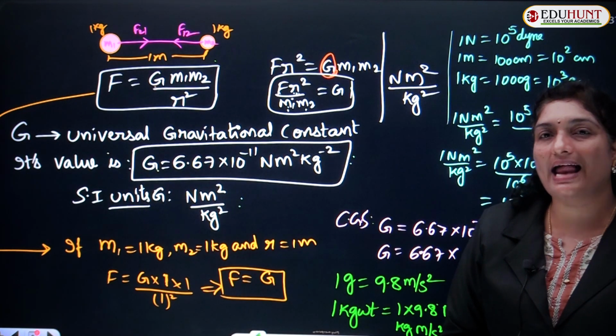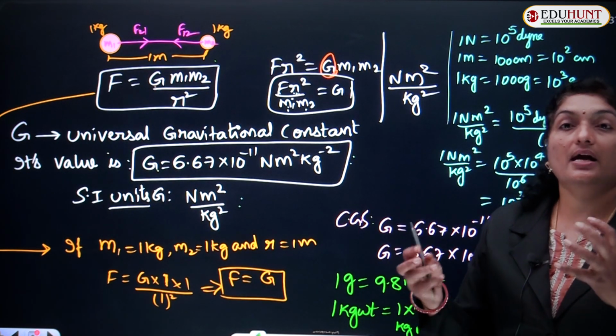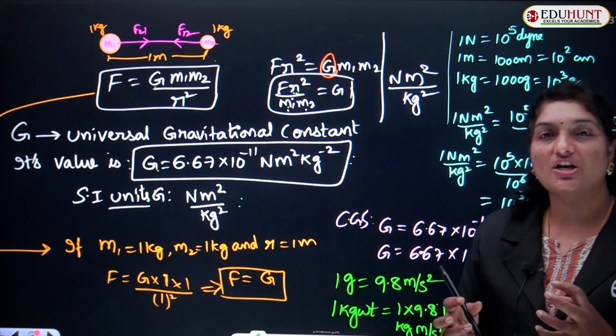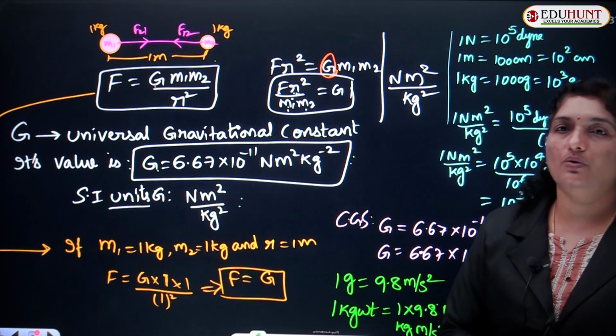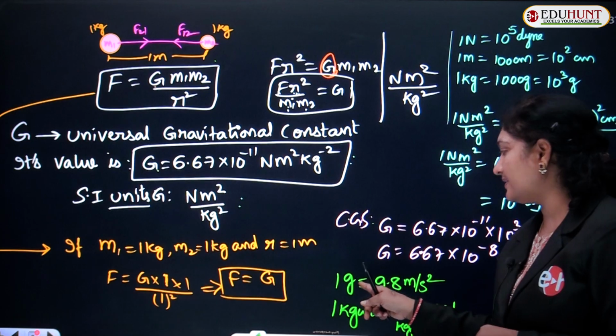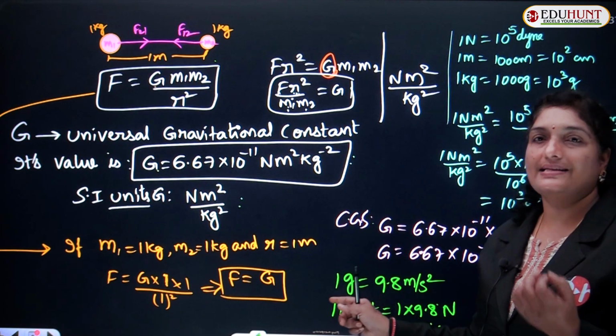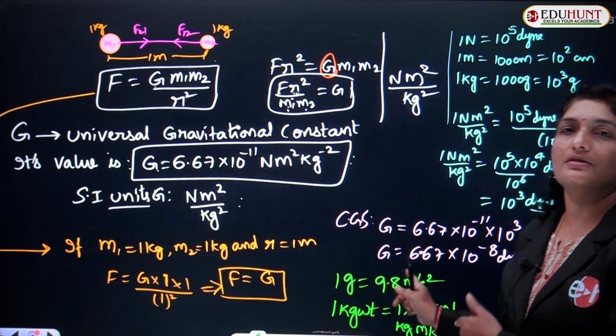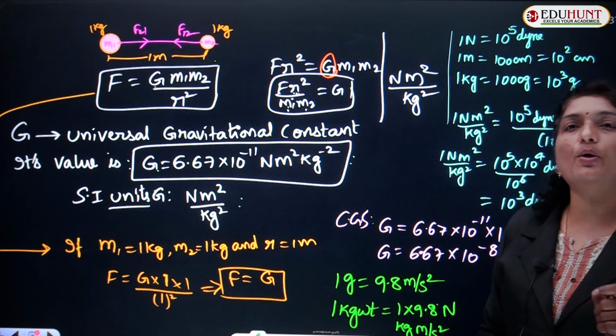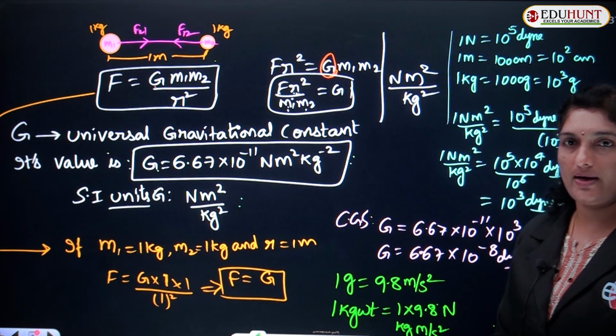So, what do you mean by gravity or acceleration due to gravity? The gravitational force with which Earth pulls the body towards itself, indicated with the letter g. The value of acceleration due to gravity on the surface of the Earth is 9.8 meter per second square.